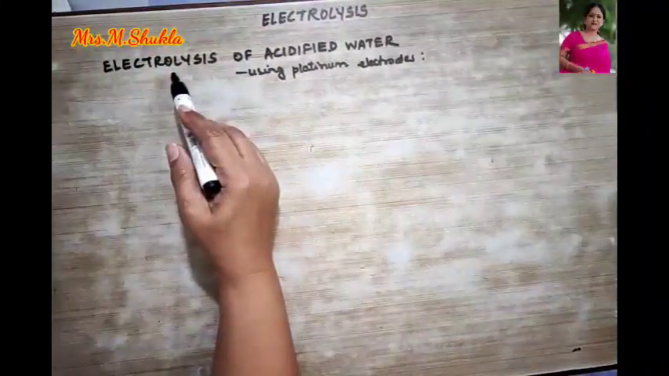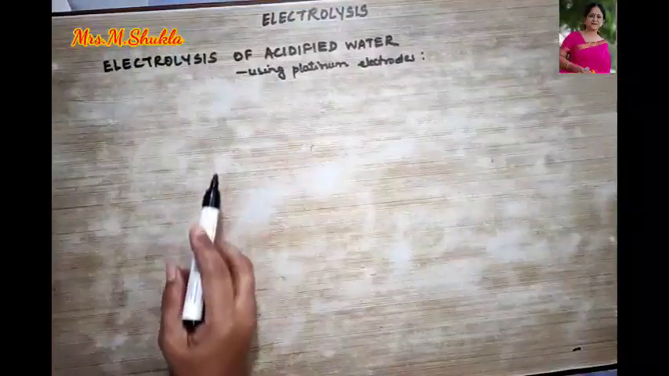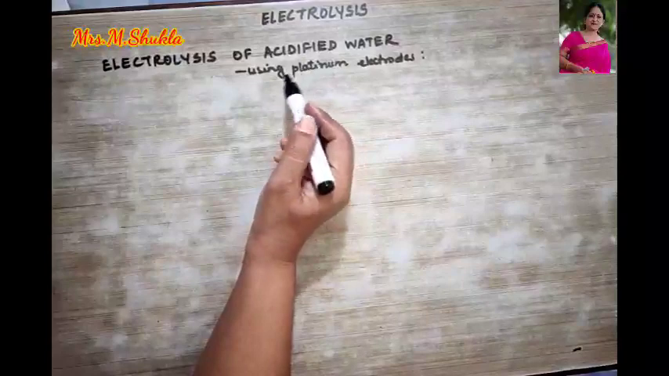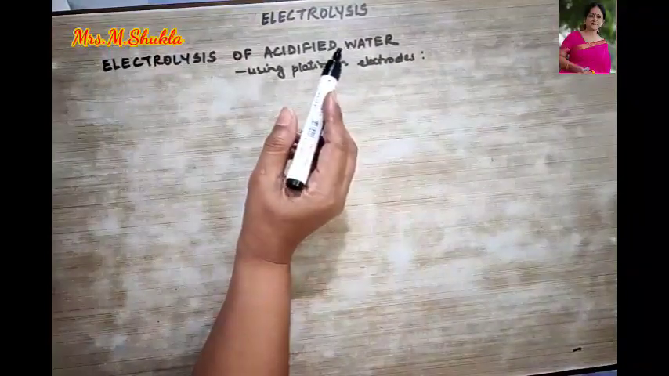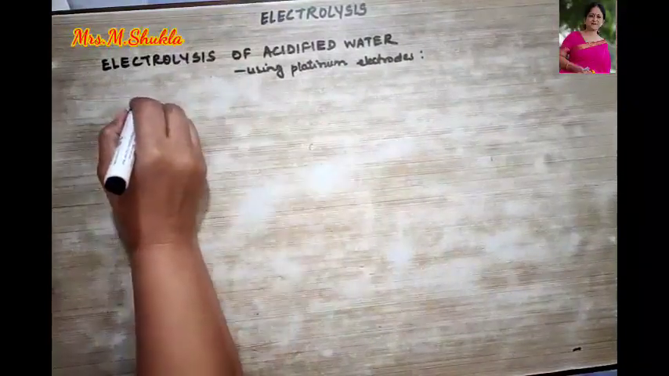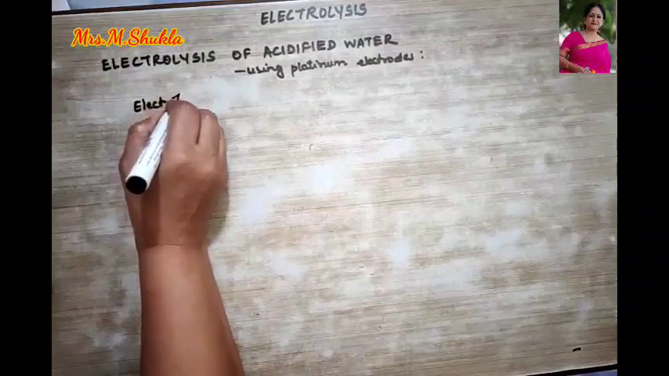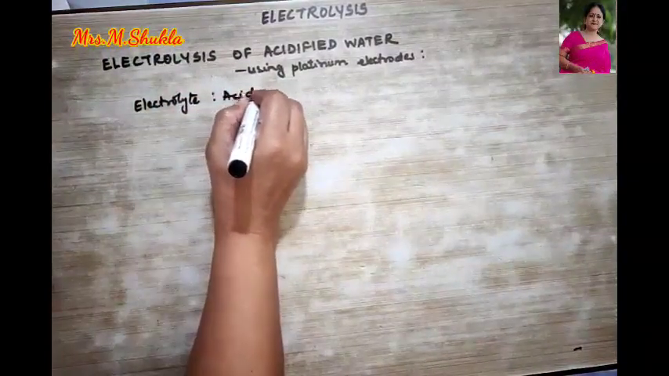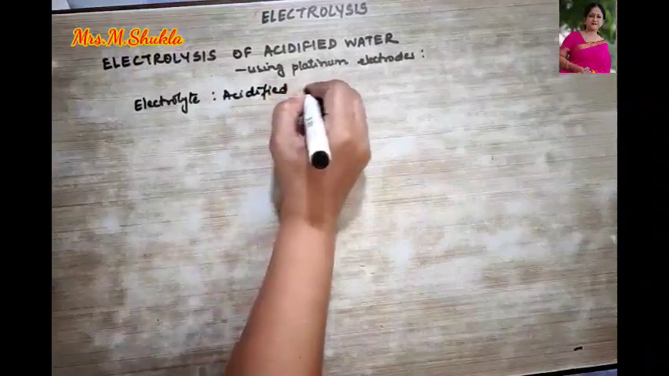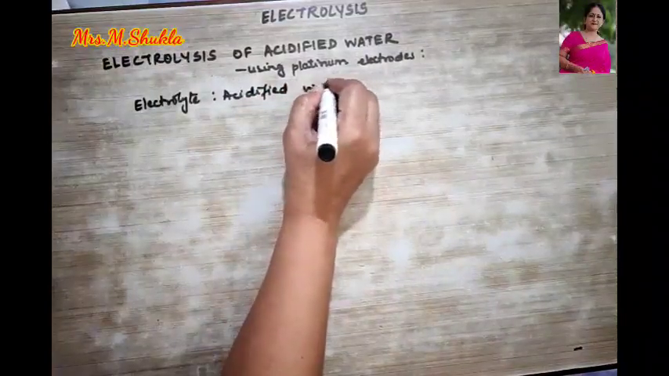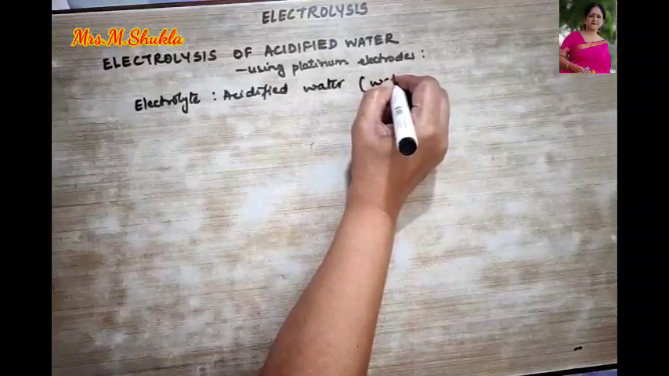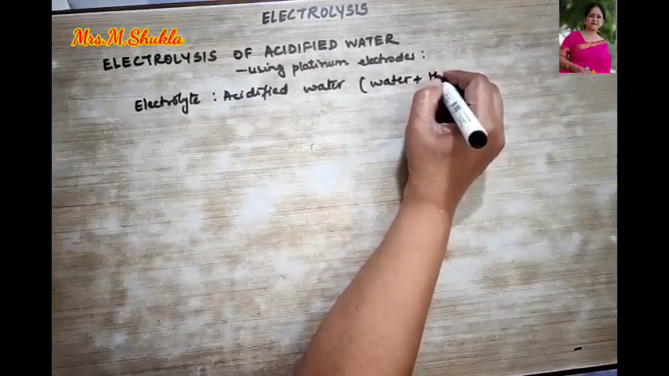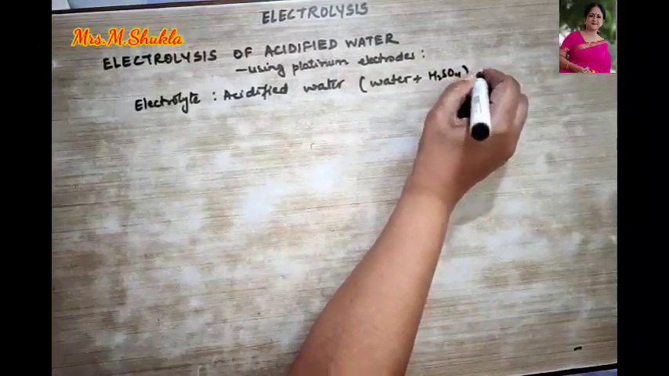So we continue today with the electrolysis of acidified water using platinum electrodes. What is the electrolyte that we are going to talk about here? It is your acidified water. Now what is acidified water? Acidified water means water plus 2 drops of dilute concentrated sulfuric acid.